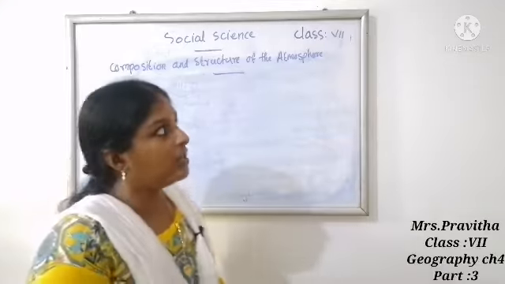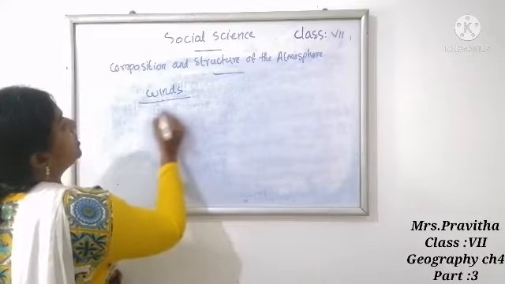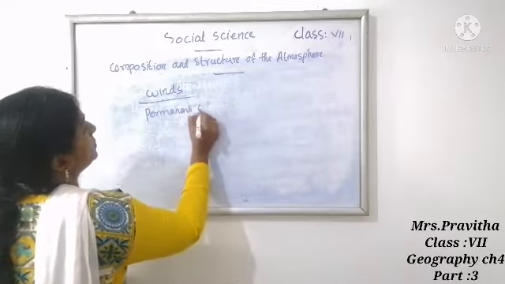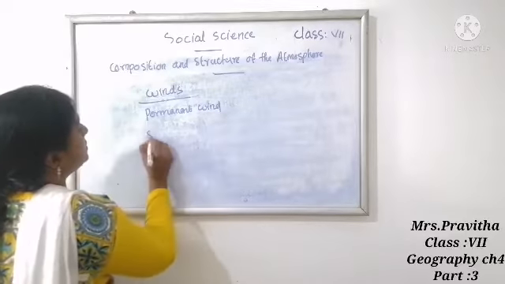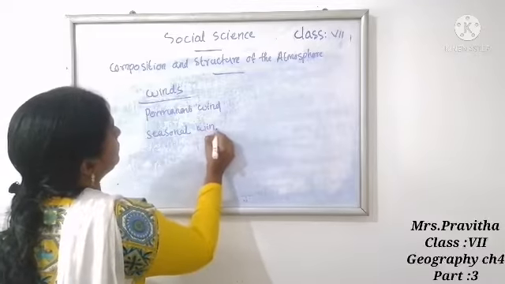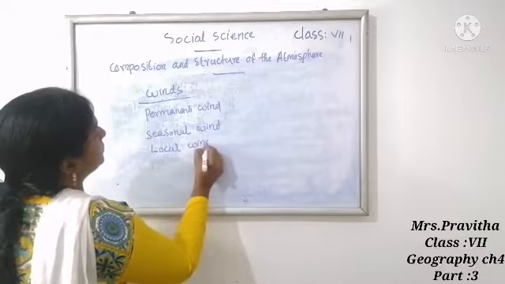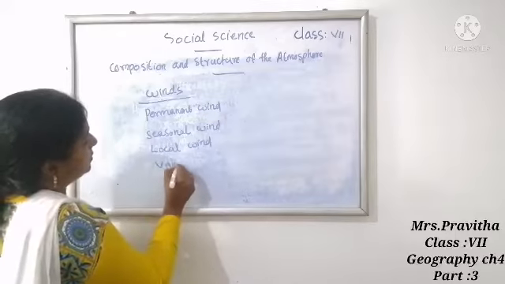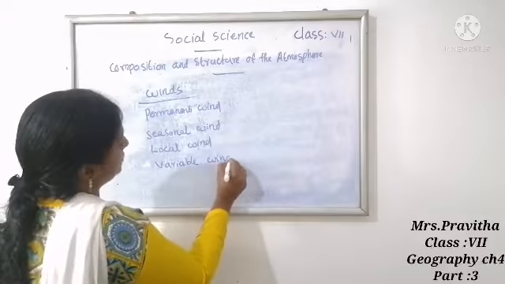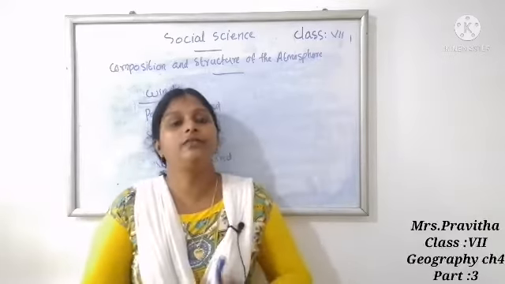So which are the different types of wind? Permanent wind, seasonal wind, local wind, variable wind. These are the four types of wind. Let us discuss them one by one. So what is a permanent wind?